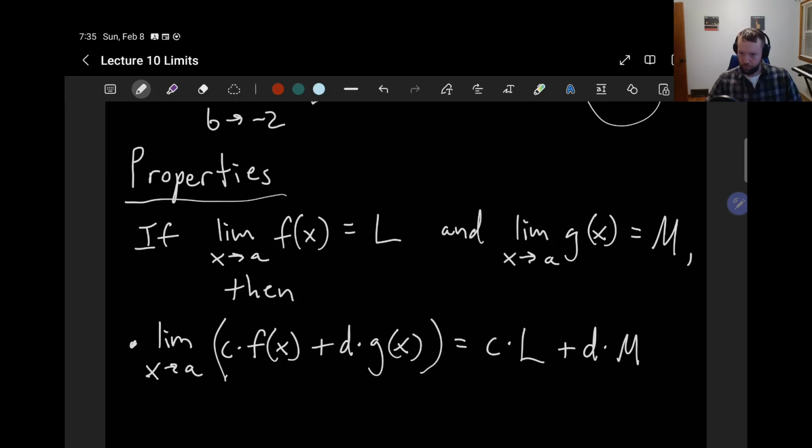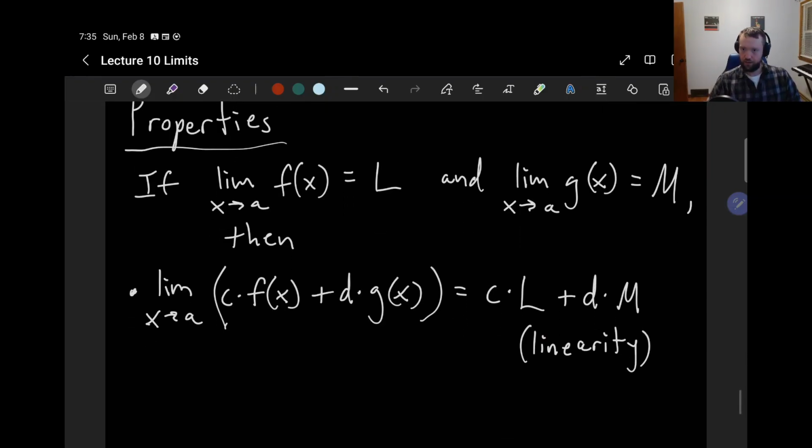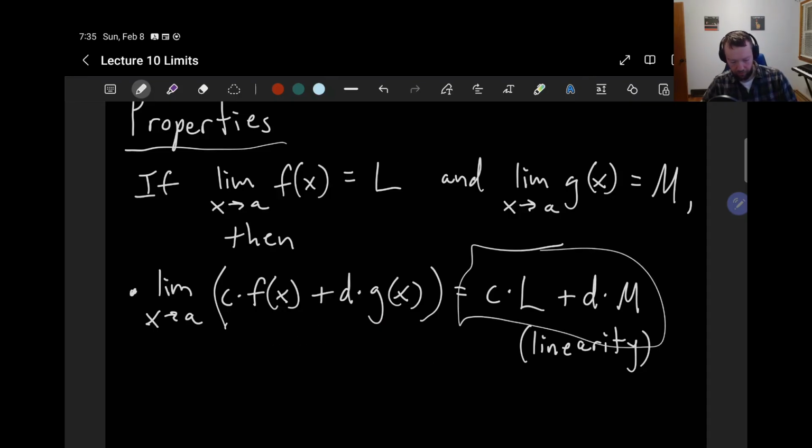So limits respect addition, and we would call this scalar multiplication, multiplying by a real number. So this is technically called the linear property, linearity. So you can take the limit of a sum of two functions and even throw in some real numbers, and the limits would behave just like you would want them to.